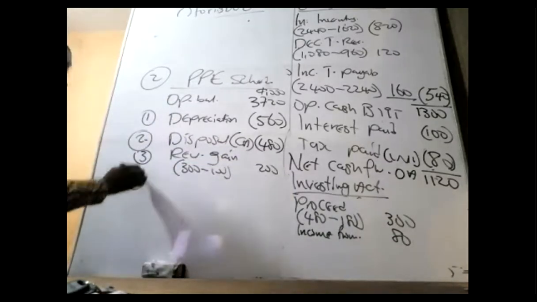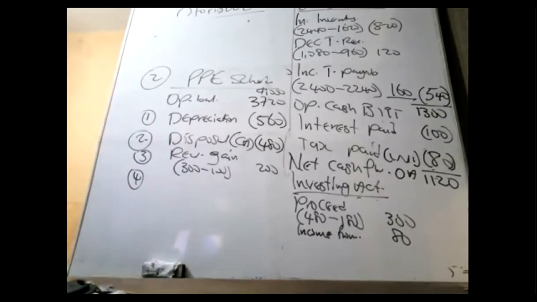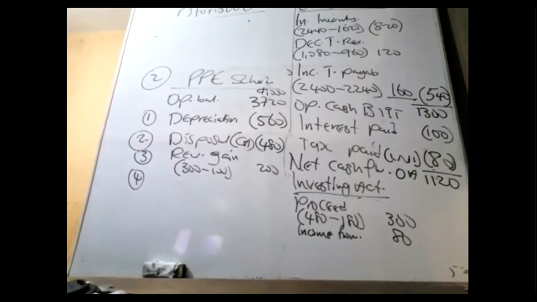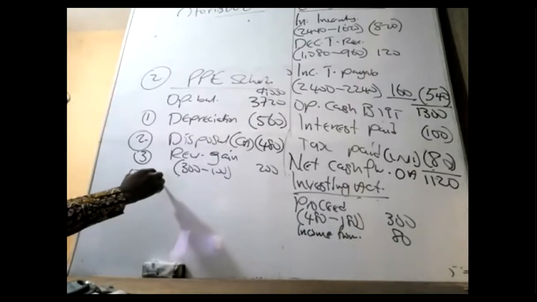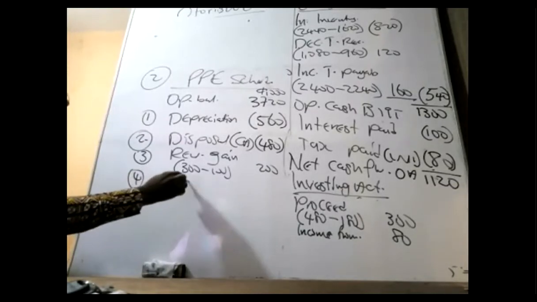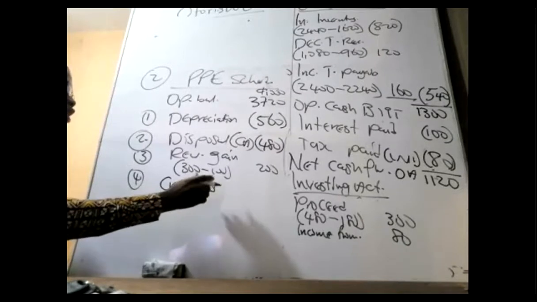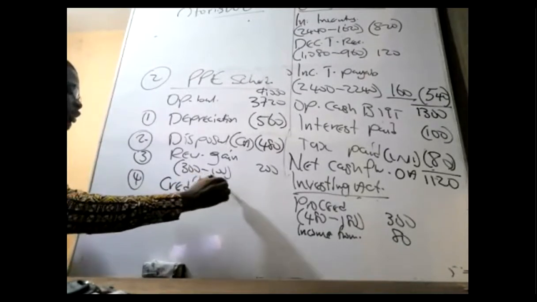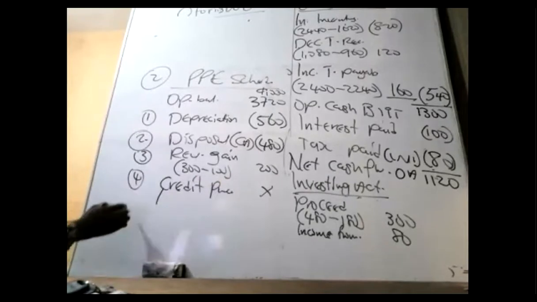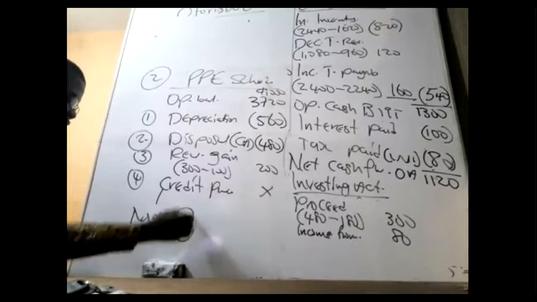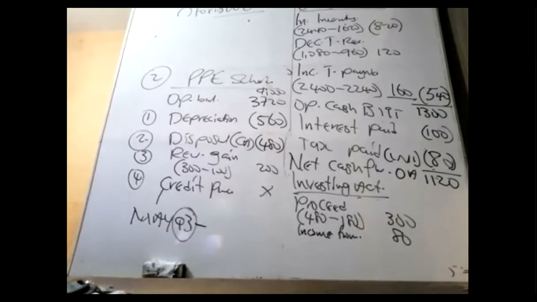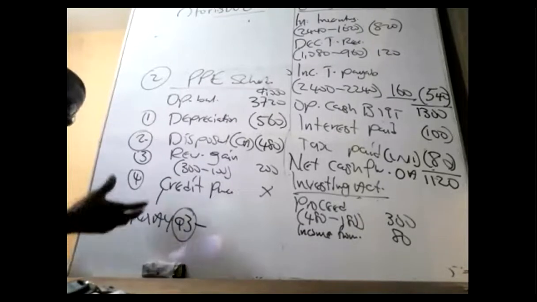Item number 4. These ones are less common. They are not in most of the questions. Acquisition of assets on credit, credit purchases of assets. That one is in Haruna, May 2017, question number 3. It's in the previous lecture videos. Yes, there was a credit purchase of PPE. So take note.